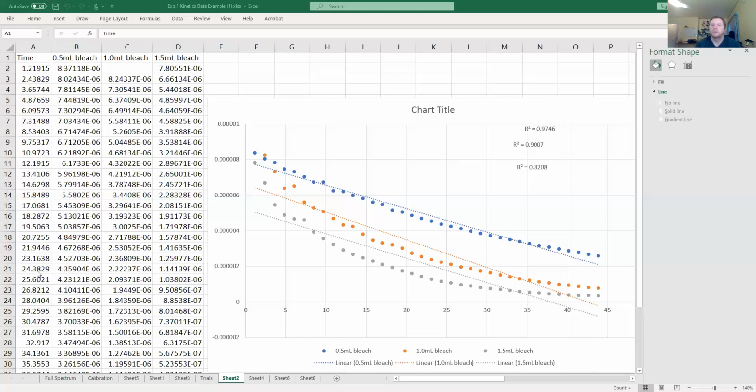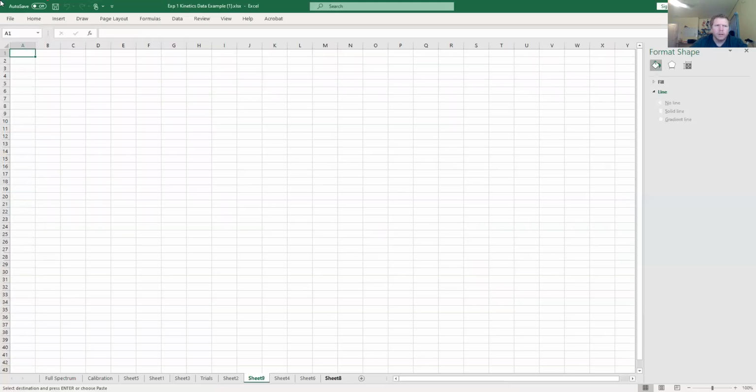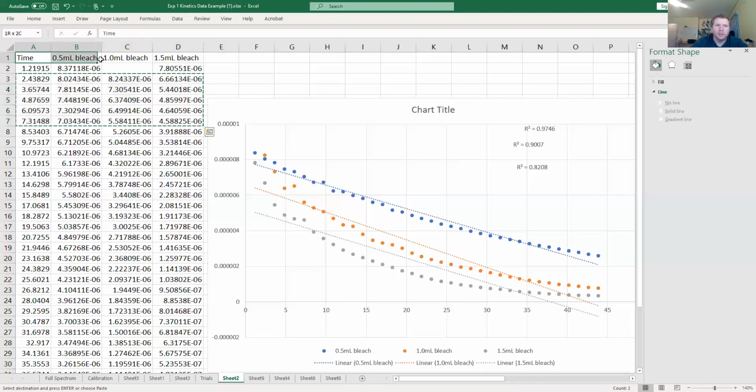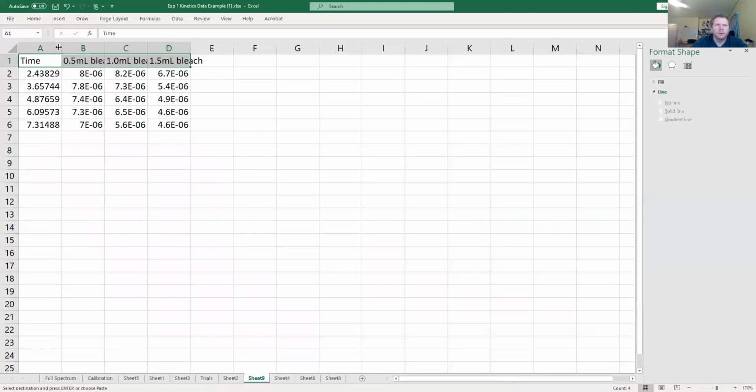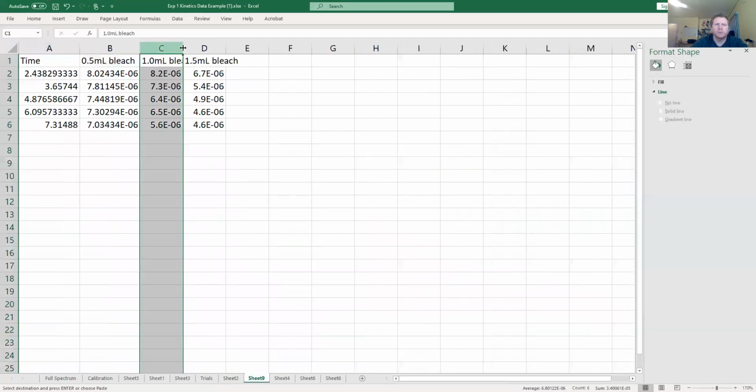But what we have to do is use a limited amount of that data. If you look at this data set that I've got up on the screen, I'm going to copy seconds 2.43829 through seconds 7.31488. I'm going to open a new sheet and copy that in there. Then I'm going to go back to where I was and copy my time versus amount of bleach, and copy that in there. And now we've got that right there. That's our time versus our concentration of bleach.